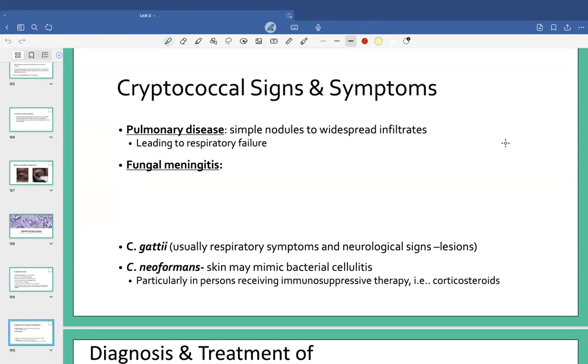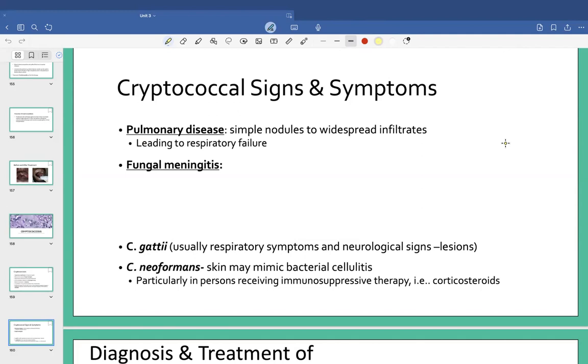Signs and symptoms. If a patient has pulmonary disease, which is less common than the fungals, they may have simple nodules, or they can have widespread infiltrates. The lung disease can lead to respiratory failure. The disseminated form of this disease can involve any organ, but the central nervous system predominates. Again, it's the most common cause of fungal meningitis.